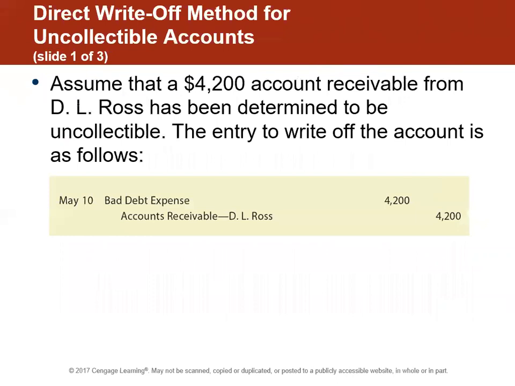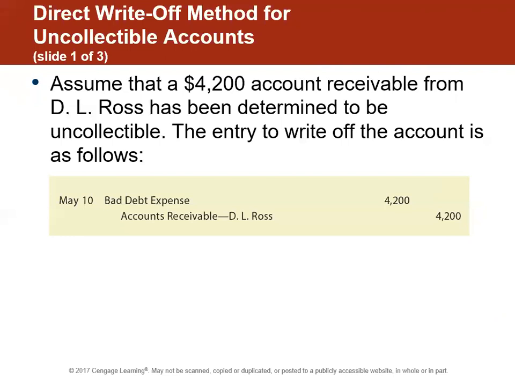So we're still going to look at the direct write-off method. We're still going to learn it. It's pretty easy though. As you can see, when we determine that an account is uncollectible, and we're assuming at this point that we are a small business owner and we use cash basis accounting, we just debit bad debt expense and we credit accounts receivable for that customer.